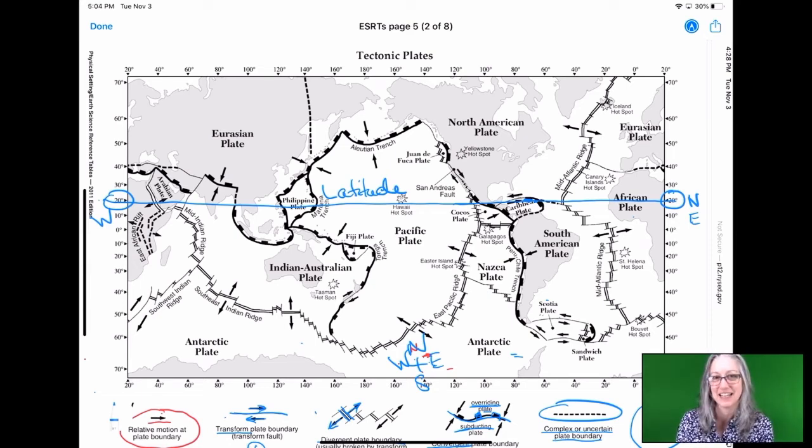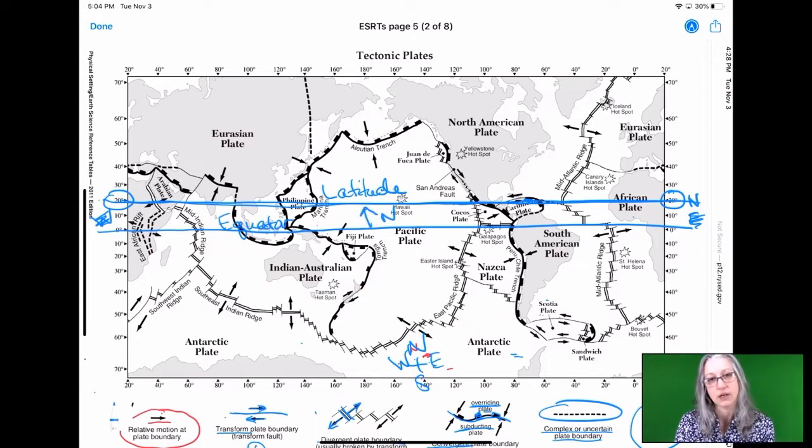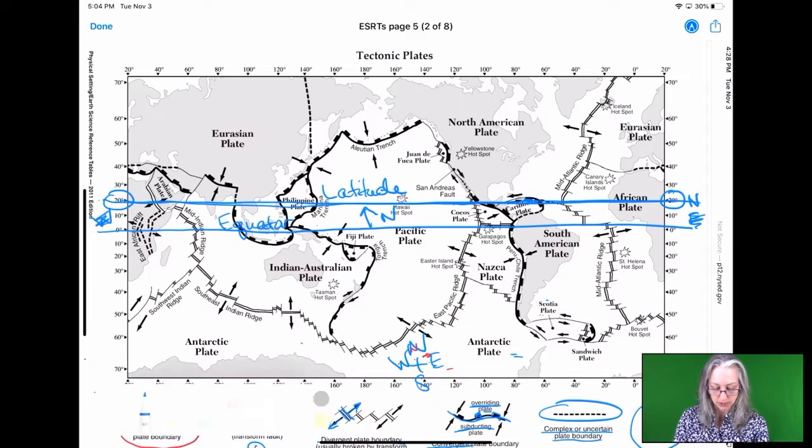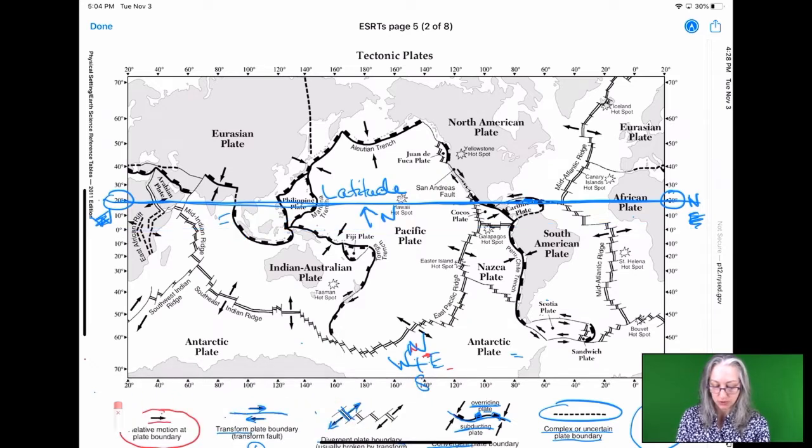So it's got to be one cardinal direction. The reason it's north and not east and not west is because it's being compared to this line right here. This is the 0 degree latitude line, which is called the equator. And this latitude line, 20 degrees, is north of the equator. And so that's why we call that line a 20-degree latitude line. Okay? All right. If you didn't catch that, click rewind and rewatch again. Make sure you understand it. That is super duper important.